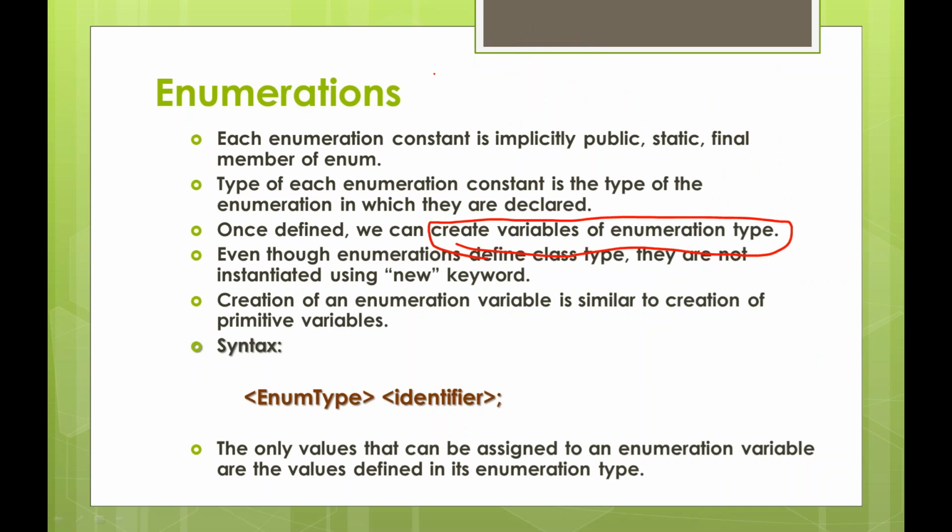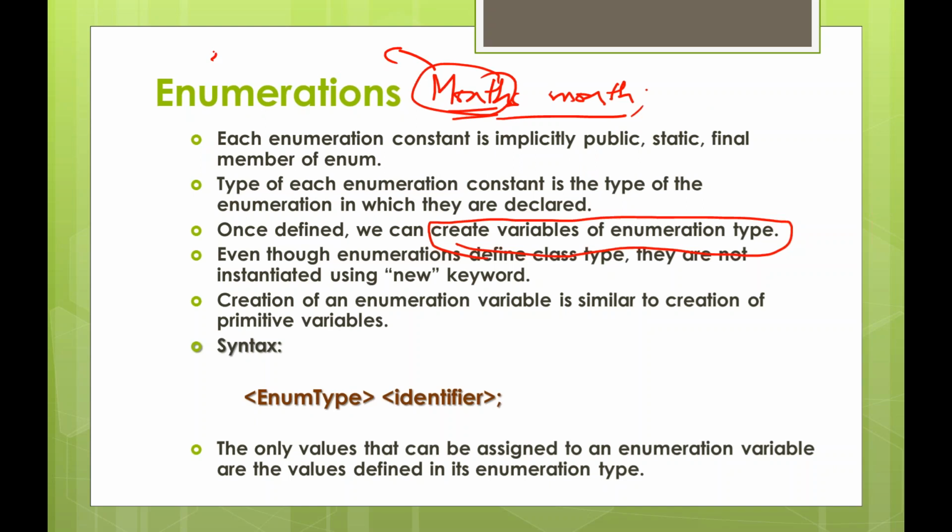That is the data type I created, and then I can create a variable of type months by name. Say for example, month. I can create a variable of type month, which is nothing but our enum type.